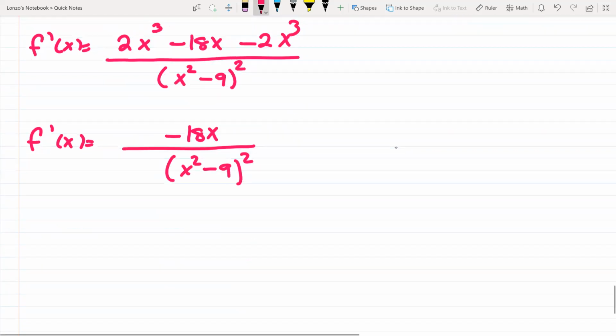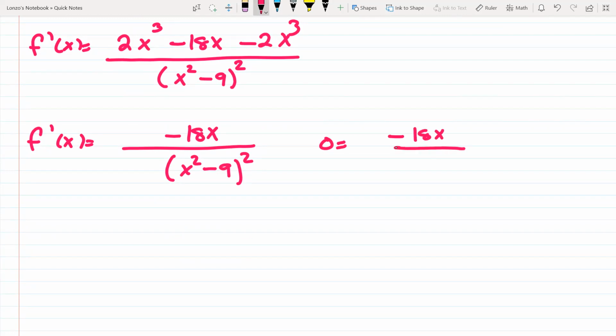Now, your critical points, you set this to 0, right? So 0 equals negative 18x over x squared minus 9 squared, right? So your critical point is where you set this to 0. So one of your critical points is negative 18x. Set it to 0 and then solve for x. You get x value of 0.